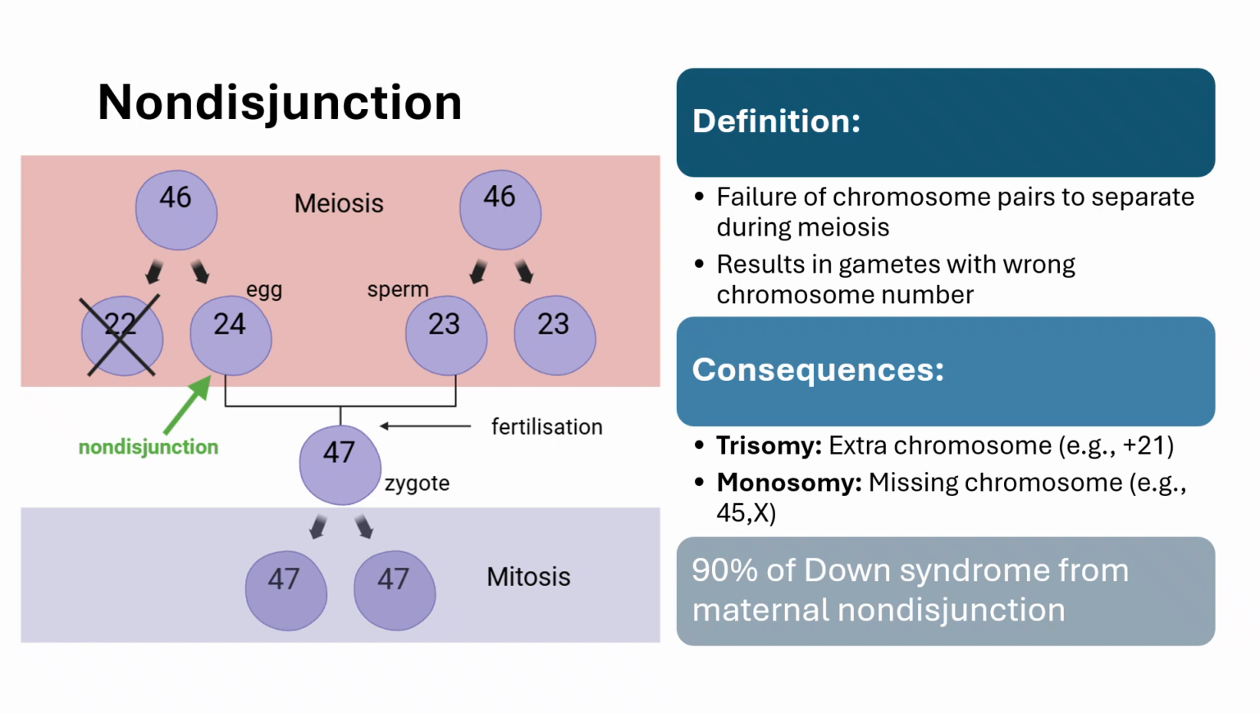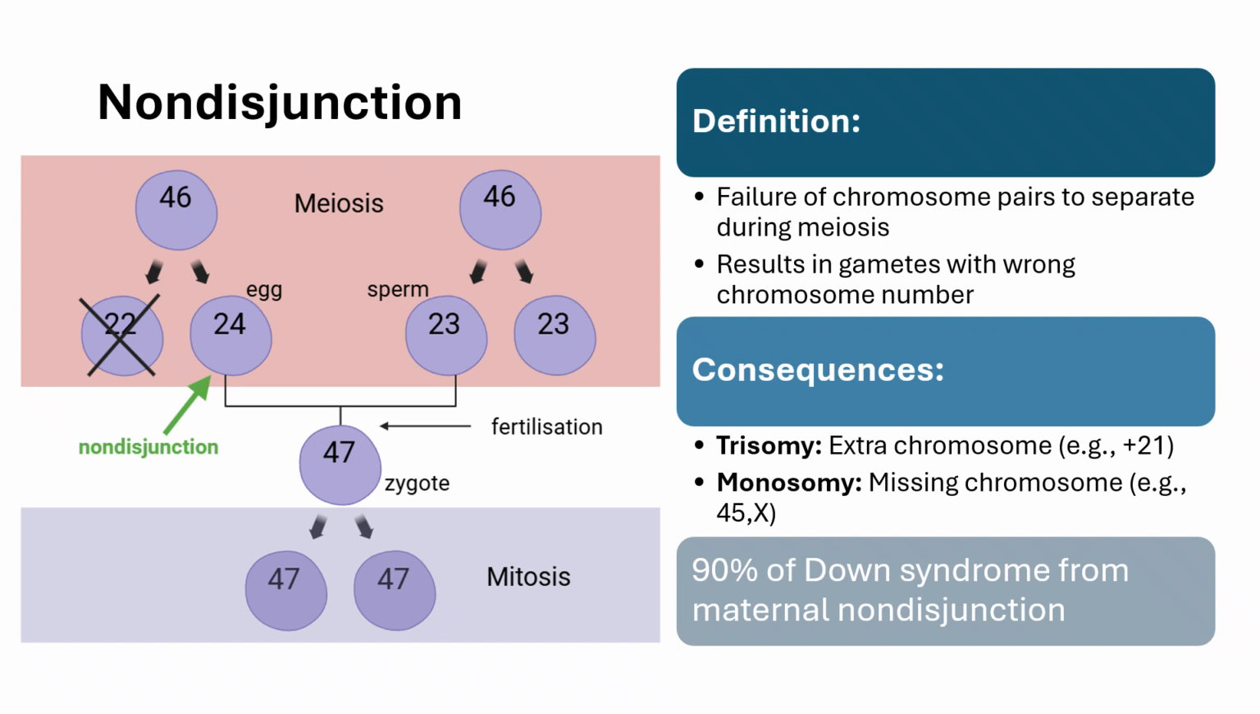The clinical consequences depend entirely on which chromosome experiences nondisjunction. Trisomy 21 creates Down syndrome, with its characteristic features and medical complications. Monosomy X results in Turner syndrome. Most other autosomal monosomies prove lethal, explaining why we rarely see them in live births.